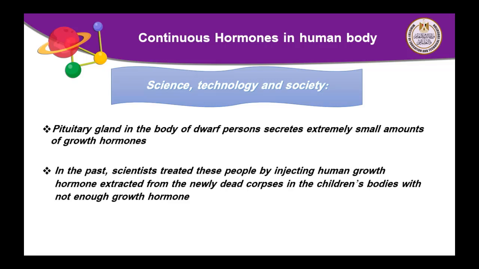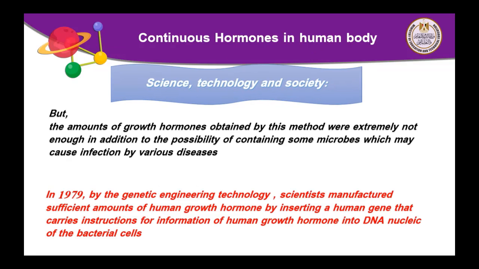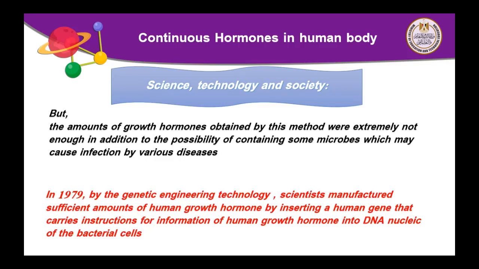So what did they use? The amount of growth hormone obtained by this method was extremely not enough. This is a problem, in addition to the possibility of containing some microbes which may cause infection by virus diseases. So what happens? In 1979, by genetic engineering technology, scientists manufactured enough amounts of human growth hormone.